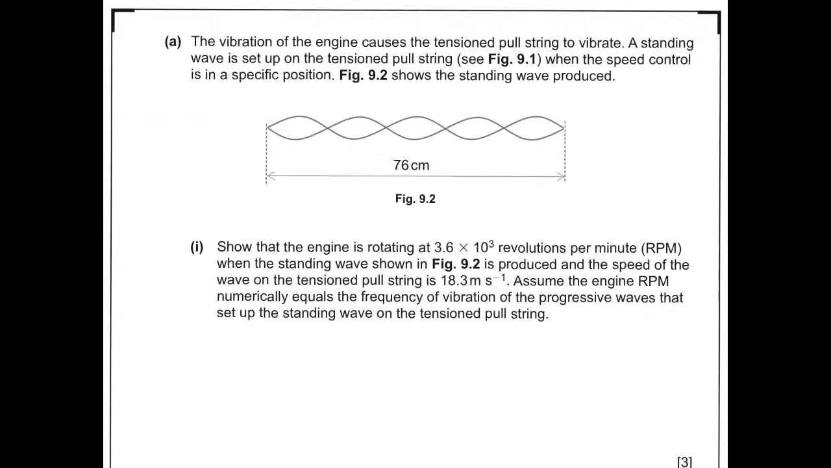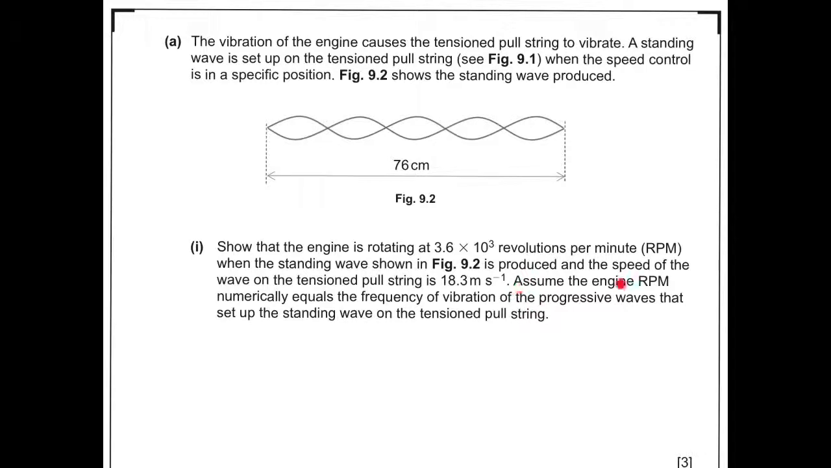So we're told the details of the pull string. We're told that it's 76 centimeters long, and we can see how many waves in terms of nodes and antinodes that we get here. Part 1, show that the engine is rotating at 3.6 times 10 to the 3 revolutions per minute when the standing wave shown in figure 9.2 is produced, and the speed of the wave on the tension pull string is 18.3 meters per second. Assume that the engine RPM numerically equals the frequency of the vibration of the progressive waves that are set up in the standing wave on the tension pull string.